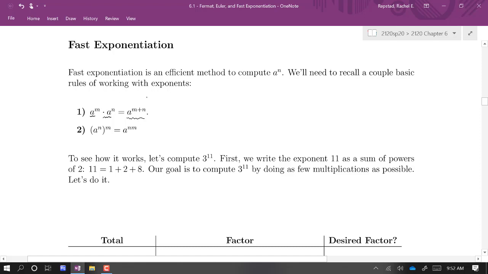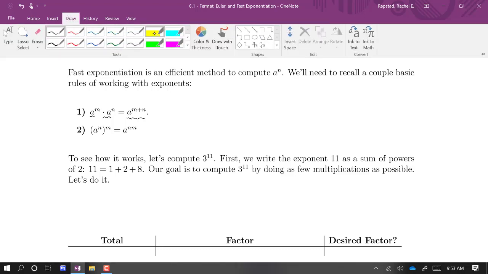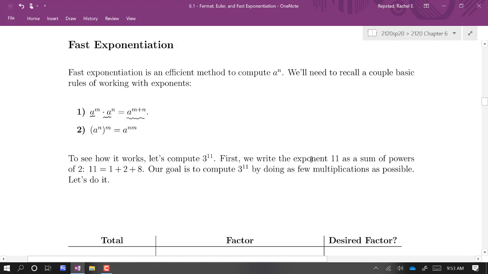Now, we're going to first compute 3 to the 11th to see how this works. And we'll just note that if I were doing it by hand, just trying to find 3 to the 11th, I'd do 3 times 3 times 3 times 3, 11 factors of 3. So it would require 10 distinct multiplications to finish this out. But what we're going to do first is rewrite 11, the exponent, as a sum of powers of 2.